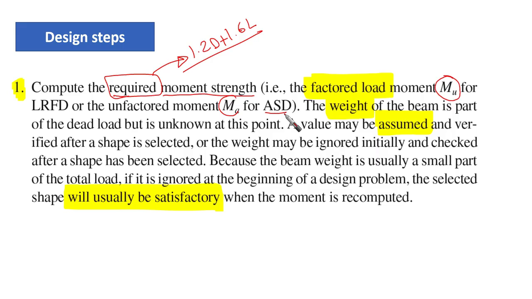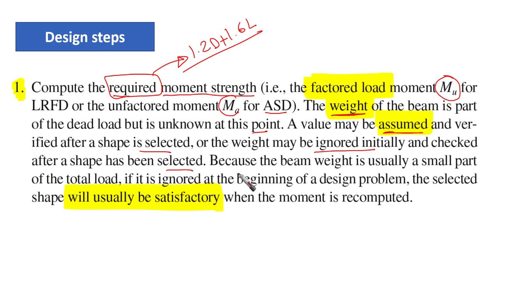We have an issue here, which is the weight of the beam. We do not know the weight because we have not designed the beam yet. So the weight of the beam is part of the dead load, but is unknown at this point. So we are going to assume it. A value may be assumed and verified after a shape is selected, or the weight may be ignored initially and checked after a shape has been selected.